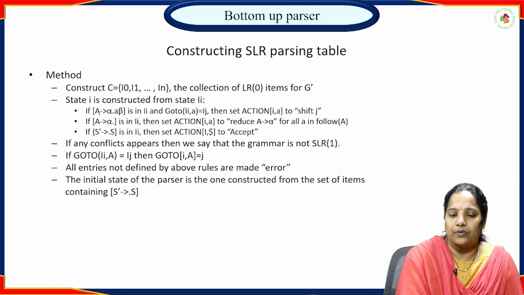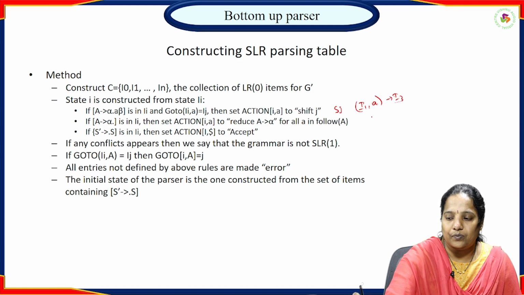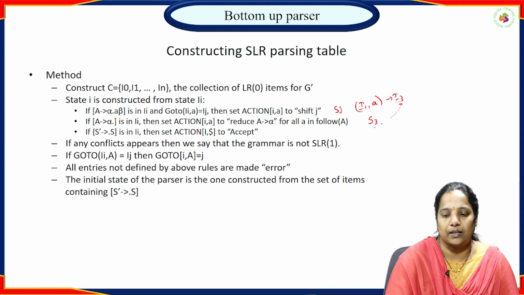First, if A tends to alpha dot A beta is in an item, and goto of this item on A is equal to, for example, Ij, then we write the action entry as shift followed by j, whichever item it is going to. Shift, that is S, we write here, S followed by j. For example, I1 on A is going to some I3, then we write shift followed by the item number, I3.